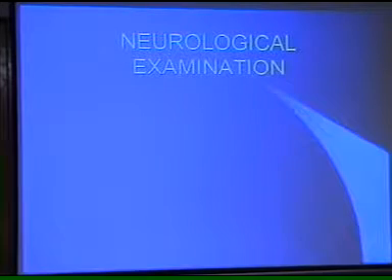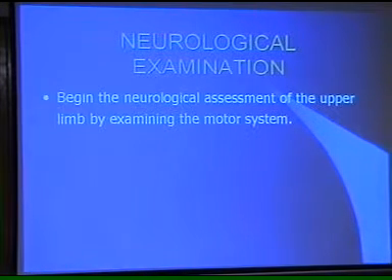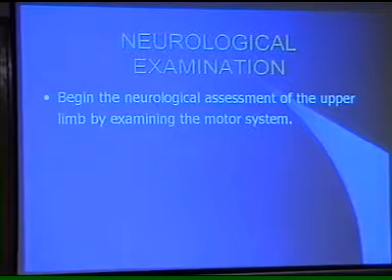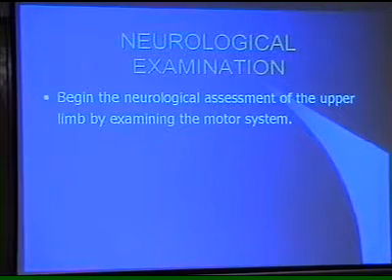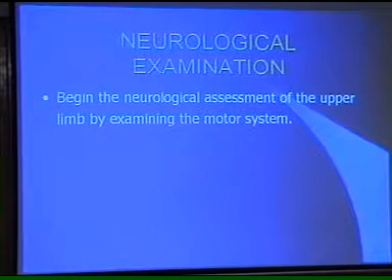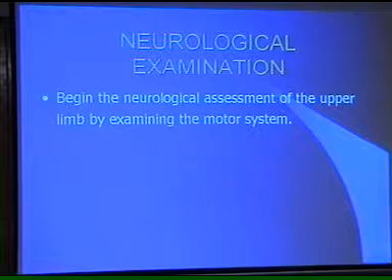Neurological examination comes next. Begin the neurological examination of the upper limb by examining the motor system. Why I say motor system is because the most positive outcome would be from the motor system. Sensory system has to be very acutely done. Patient has to be very sensitive and intelligent to tell you the sensory system is fully intact.